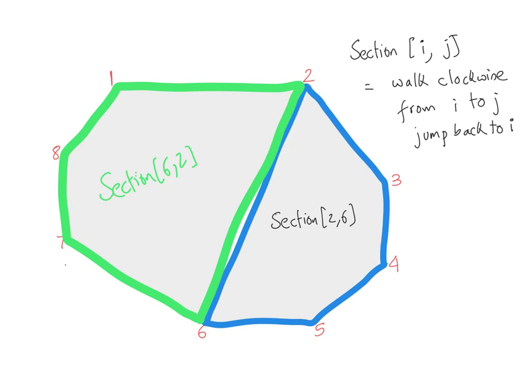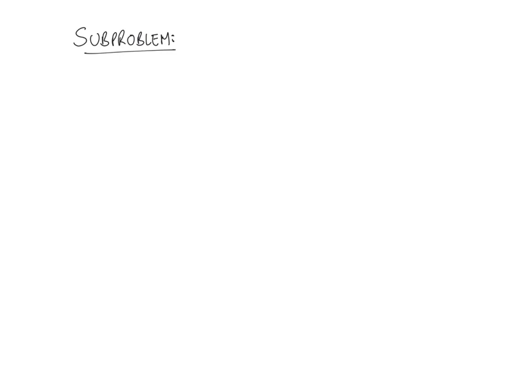One piece of notation which will be useful for us later is to call the edges that we traverse along the polygon the polygon edges, and the final jump back to the original vertex the jump edge. So in particular, this edge 6,2 is a jump edge in the section 2,6. So each section has precisely one jump edge. Now we're ready to formally describe the subproblem.